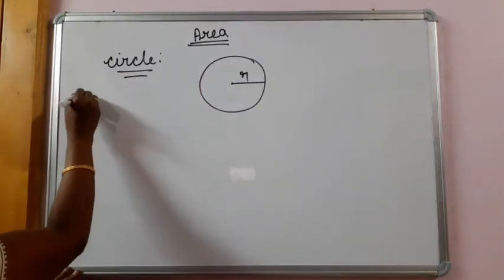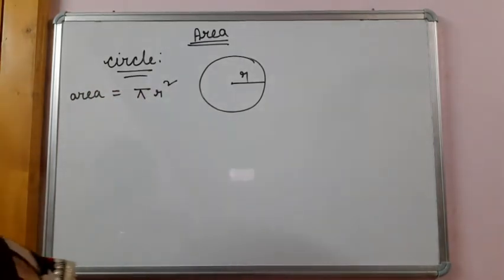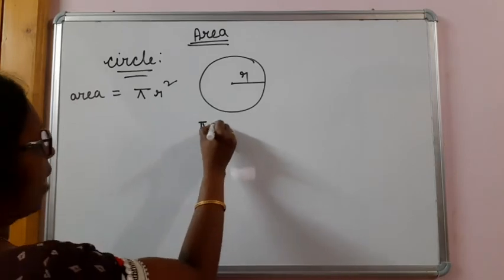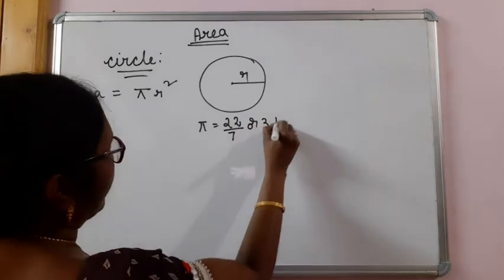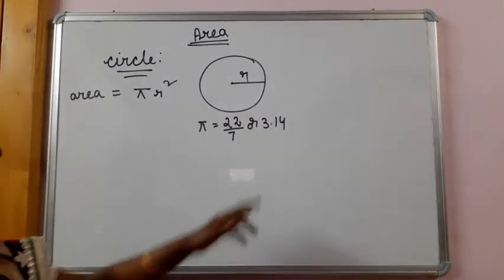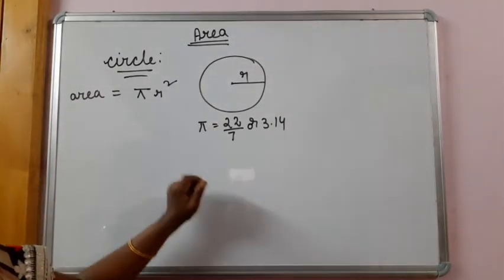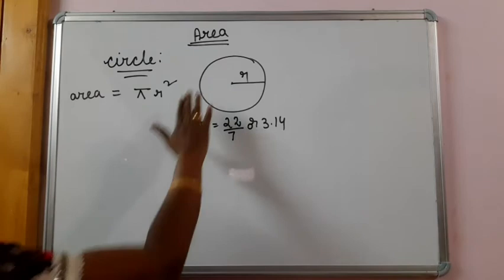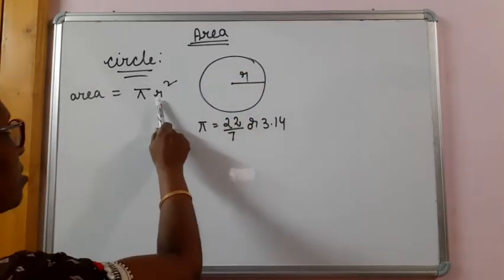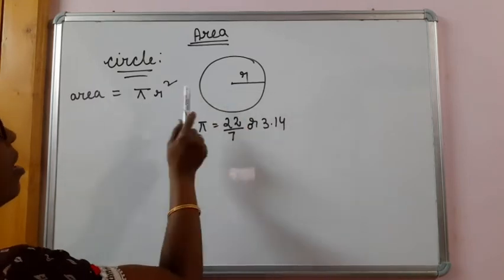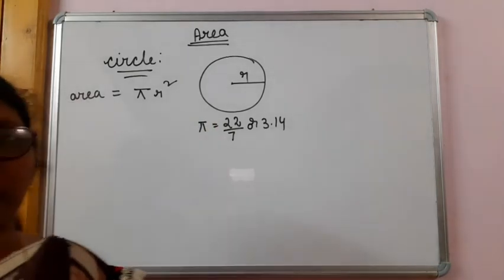If you want to find the area of a circle, you have the formula pi r square, where the value of pi is 22/7 or 3.14. Unless specified, you have to use the value of pi as 22/7 always. That means the surface covered by the circle is pi r square. If you know the radius and want to find the area, pi means 22/7 into r square. If you do this, you will get the area of a circle.